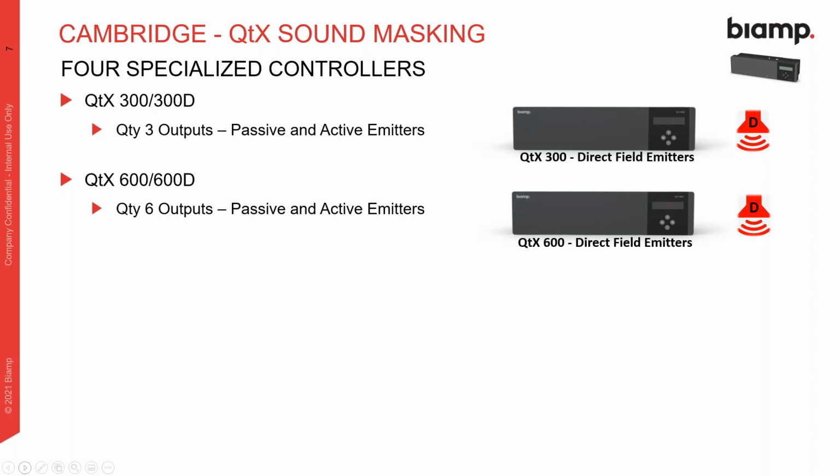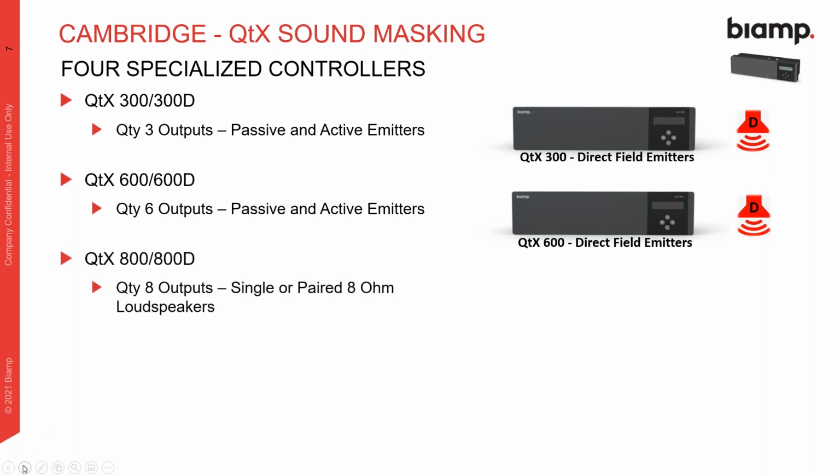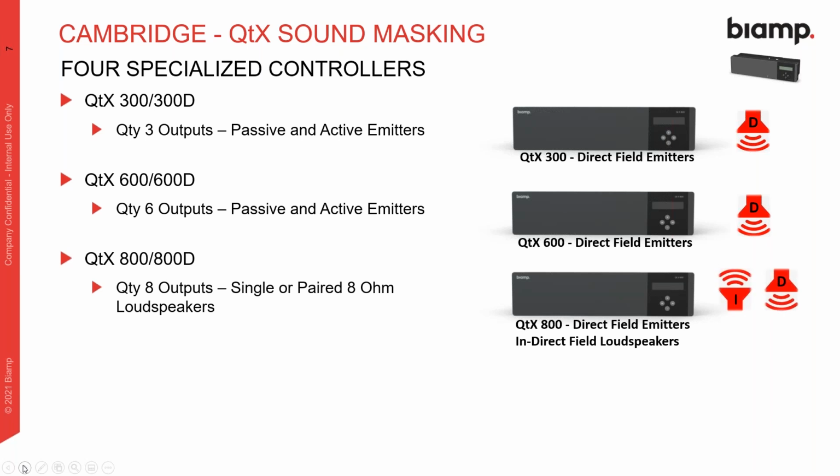The QTX 300 has 3 outputs and the 600 has 6 outputs. So again, very similar to the QT Pro product. There are 2 additional processors in this line. This is the QTX 800 and 800D. The QTX 800 and D versions have 8 ohm outputs for single loudspeaker connectivity.